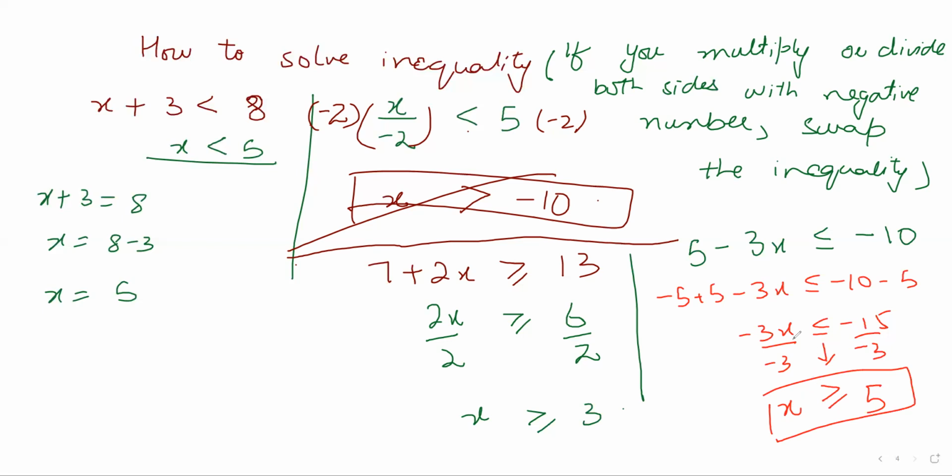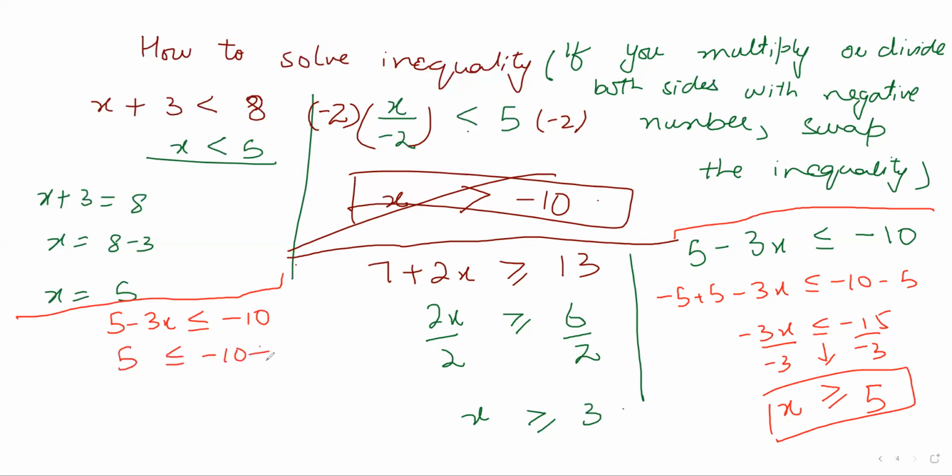So is there any other way to solve this inequality? 5 minus 3x is less than or equal to minus 10. Can I do it like this? 5 less than or equal to negative 10 plus 3x. Then I will make 5 plus 10 less than or equal to 3x, which is 15 is less than or equal to 3x. And see, now we don't need to divide by a negative number, so we are not going to change the inequality. And we will get 3 times 5 is 15, less than or equal to x.